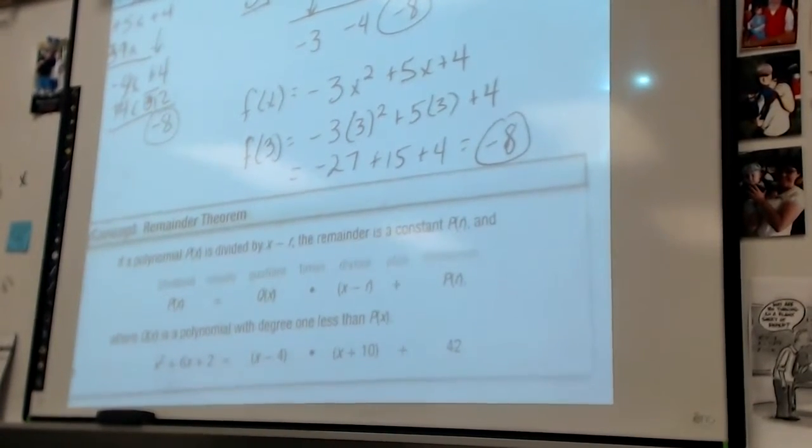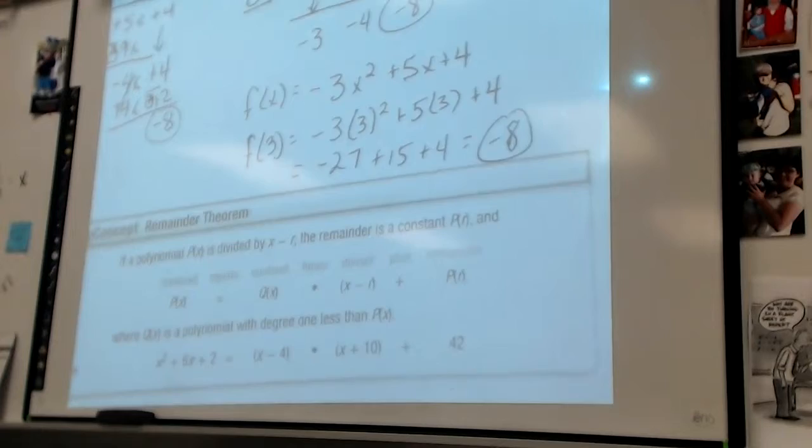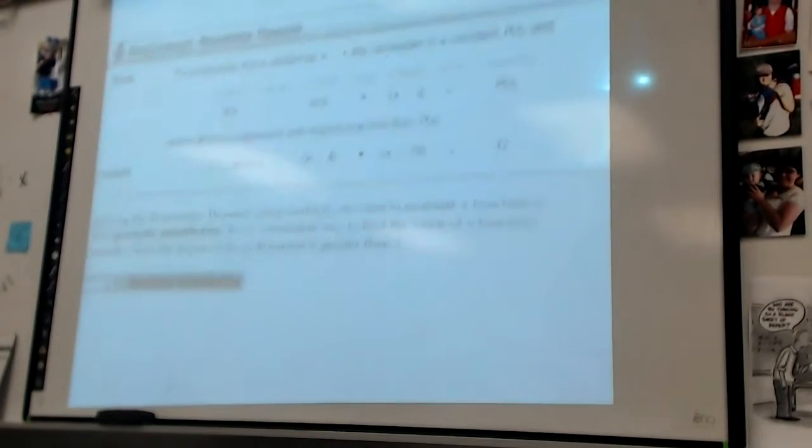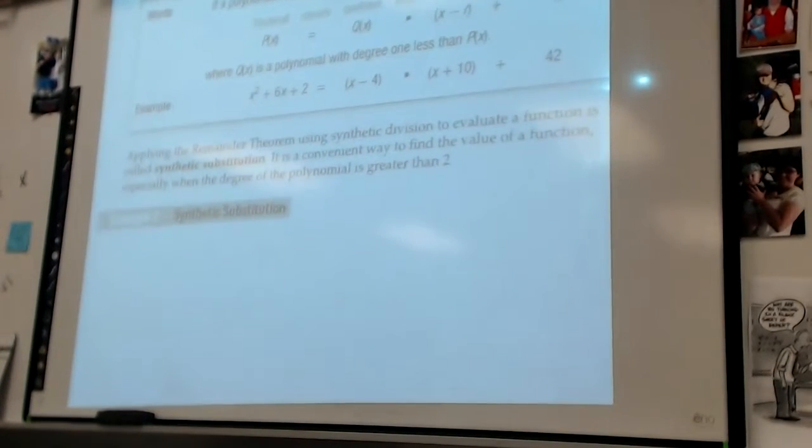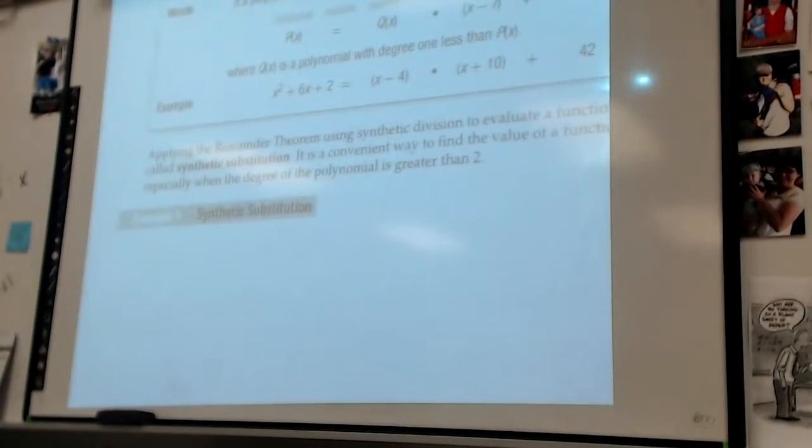So, in other words, synthetic division can serve multiple purposes. It can be used to divide, and now we can see we can use the remainder to actually evaluate a function instead of plugging it in. Okay? So, we're going to look at an example. We're going to do both methods. We're going to do the synthetic substitution, and we're going to do direct.